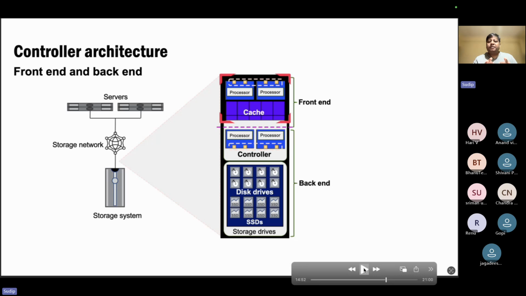Very simple. Any part of the controller which is responsible for outward actions, or actions required by the external world, from the context of the storage only, will be called front end. And all the components that are required to store and protect data on the hard drives in the back end, which is not directly visible to the servers or to the users, all form the back end. Now let us do a little bit of drill down. Any questions before we move further?